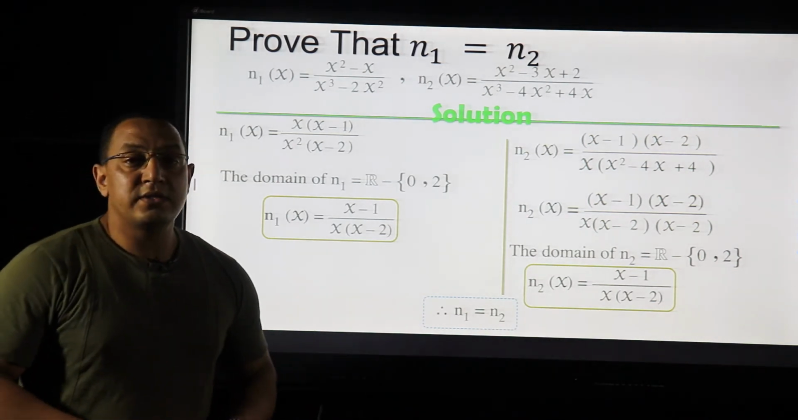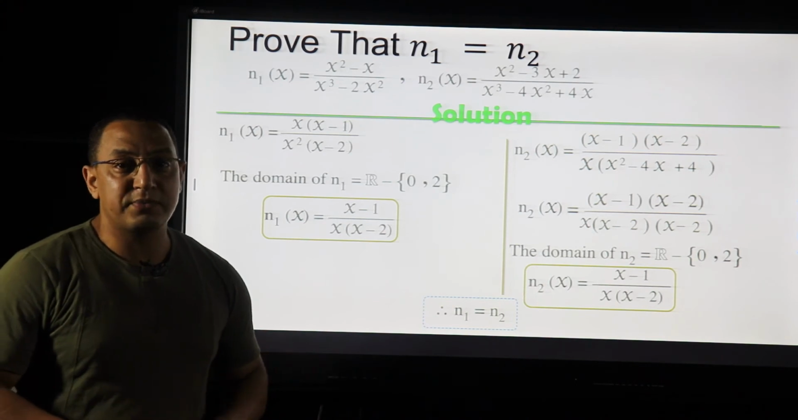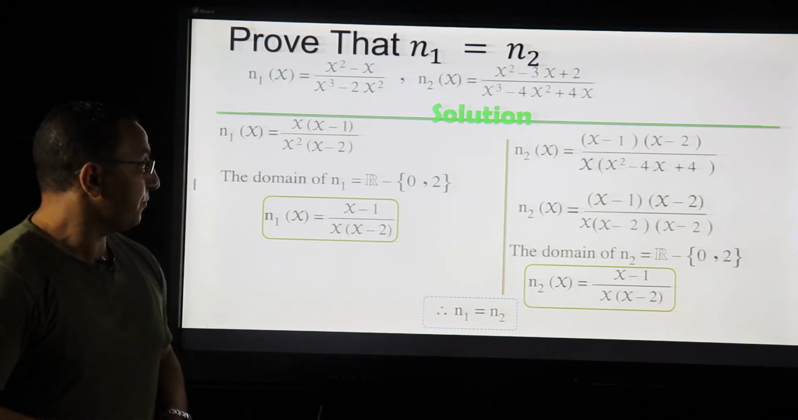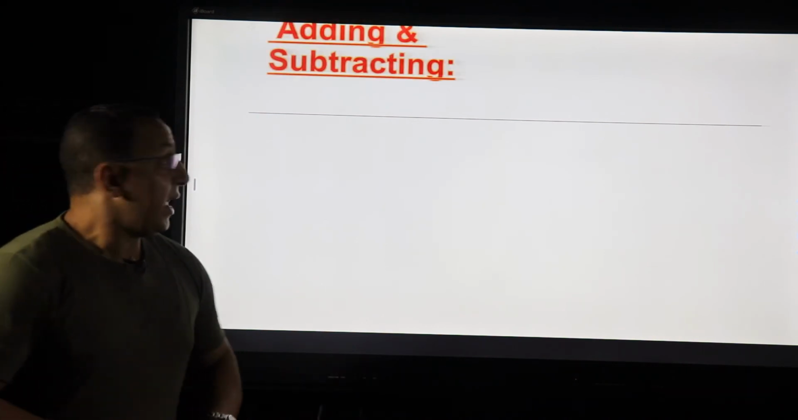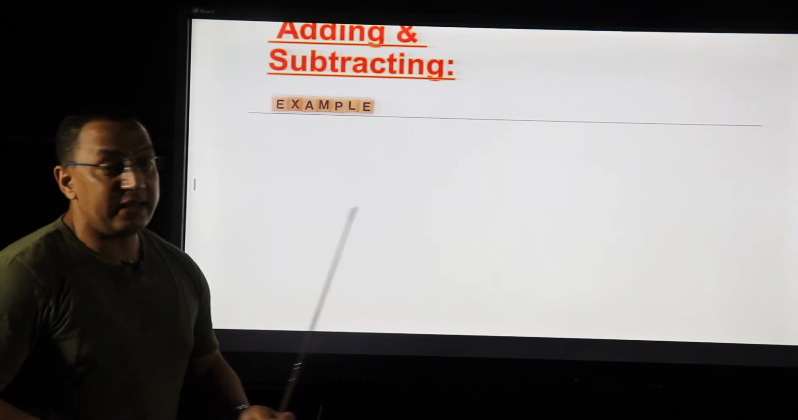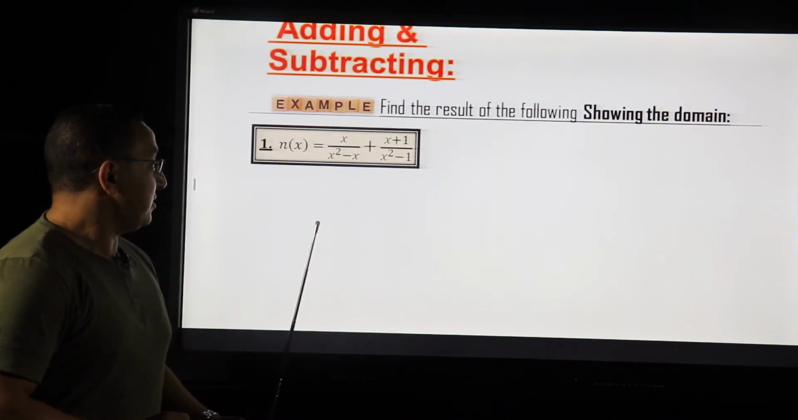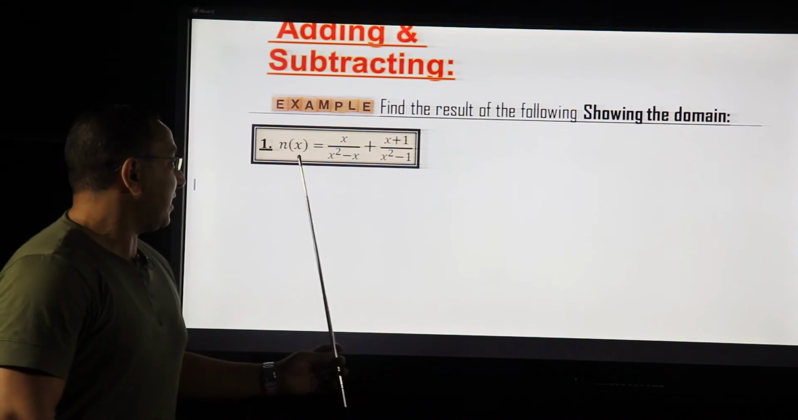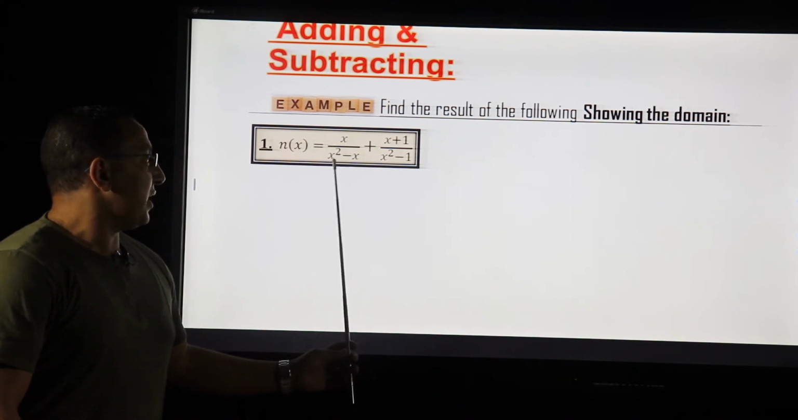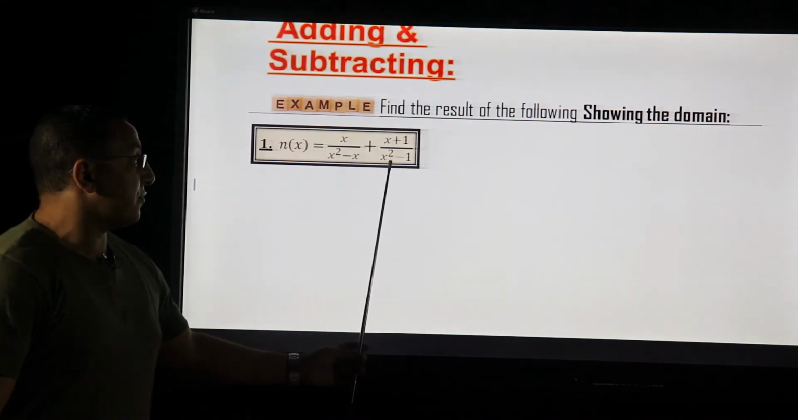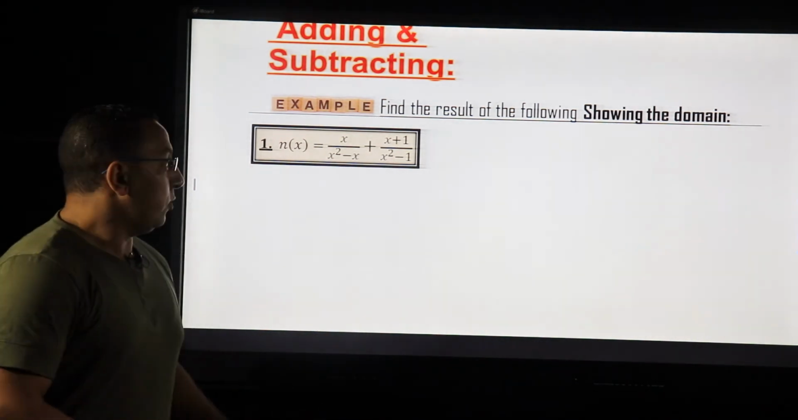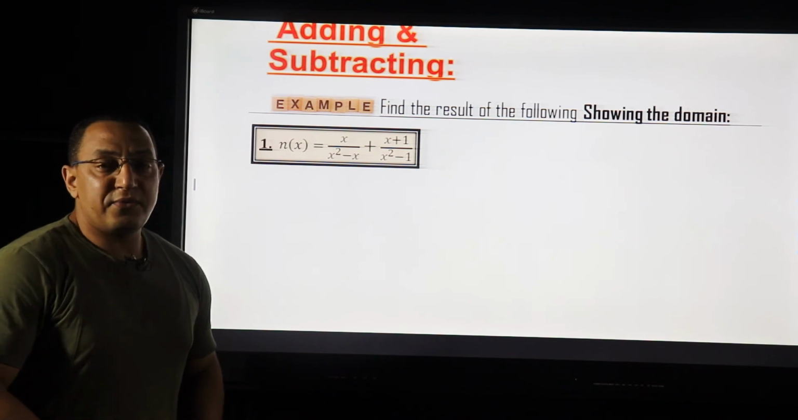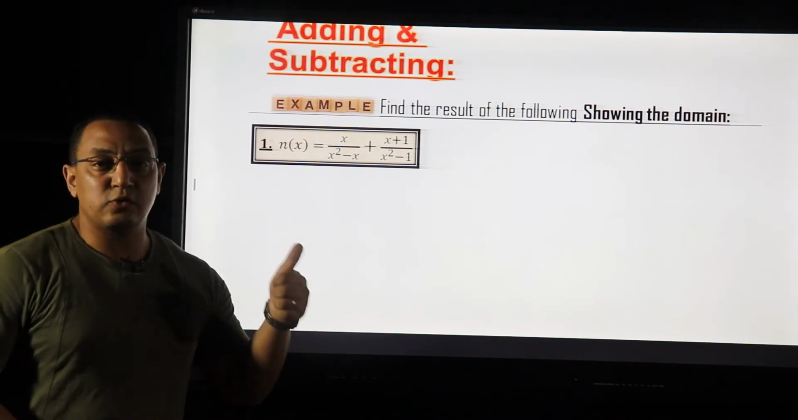Now let's study how we can add or subtract algebraic fractions. To add algebraic fractions, I'm going to explain in the following example. Here I have the fraction x over x power of 2 minus x, plus another fraction x plus 1 over x power of 2 minus 1. To add these two fractions, first I'm going to factorize.